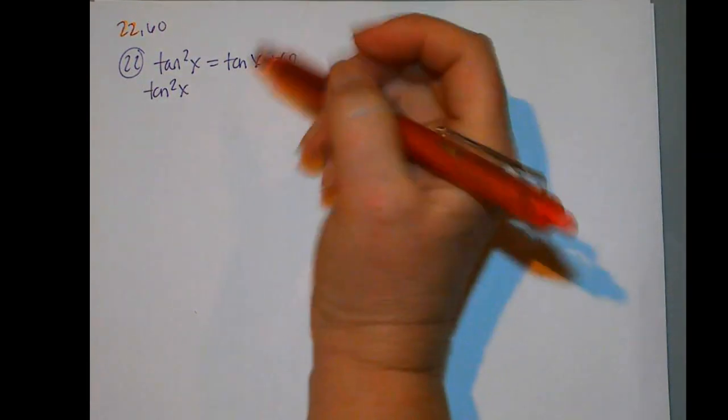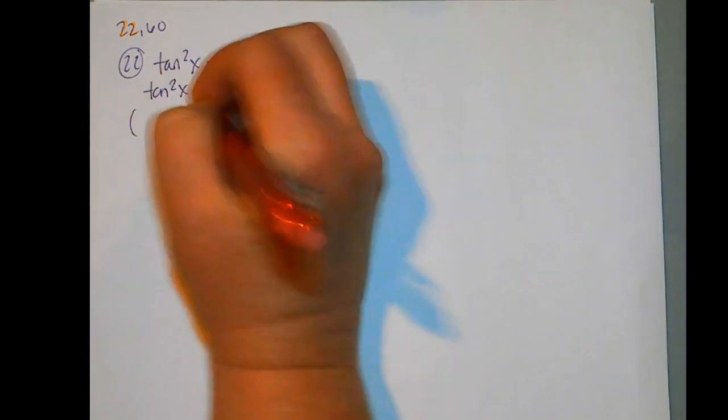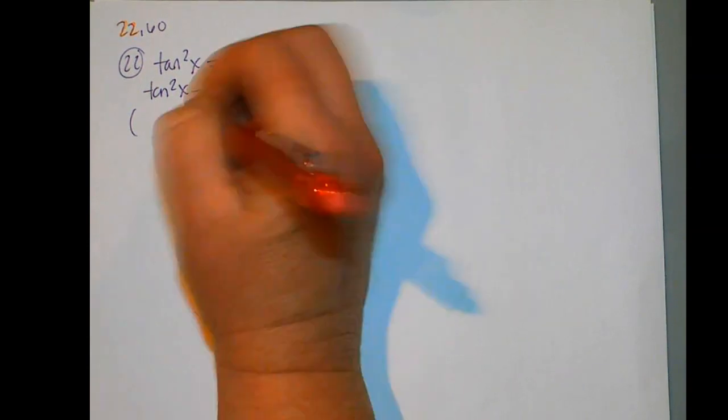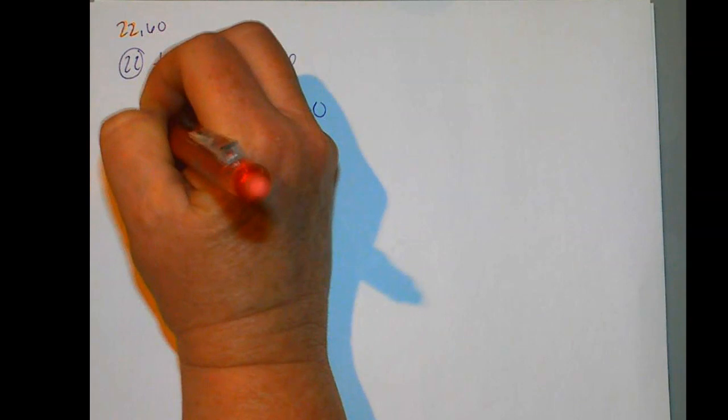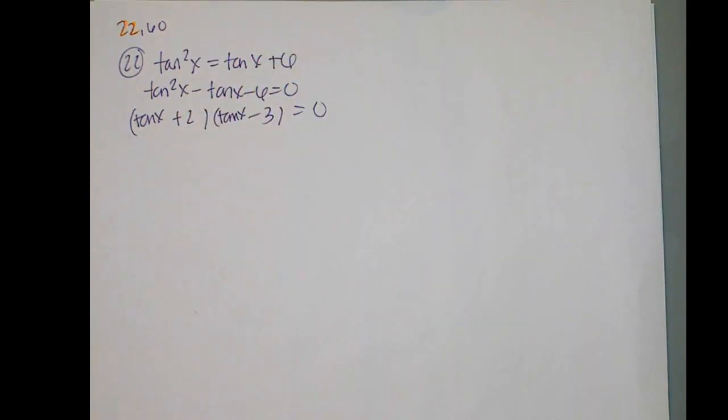So since you've agreed that it's factoring, I'm going to move everything to the same side. And then make my parentheses, and then factors of 6 that make -1. So -3 and +2. Okay, so class agreed. It's a factoring problem. There it is. Now what do we do?